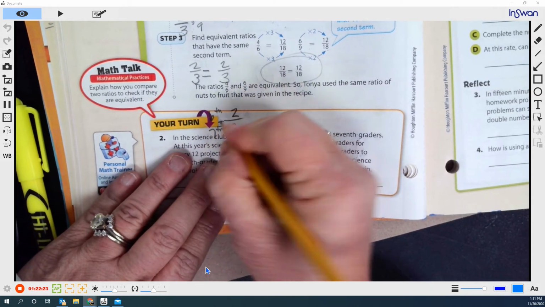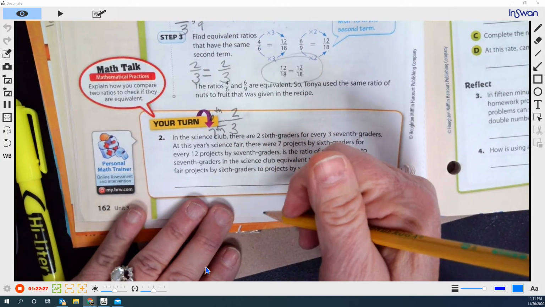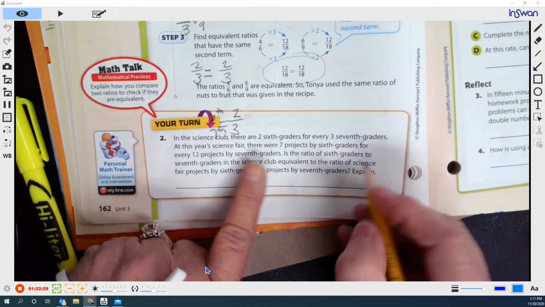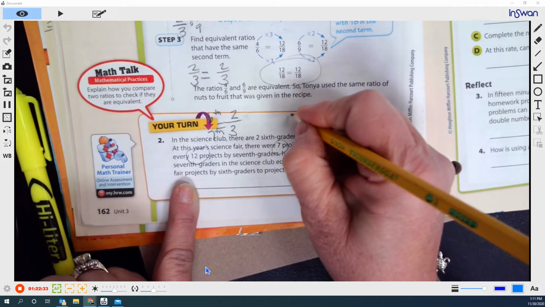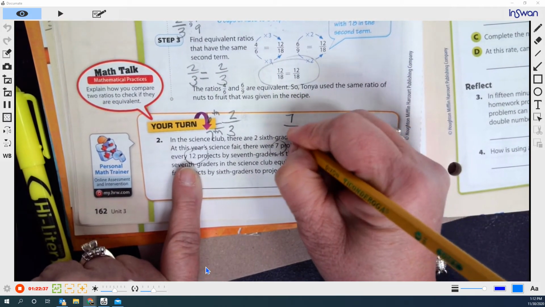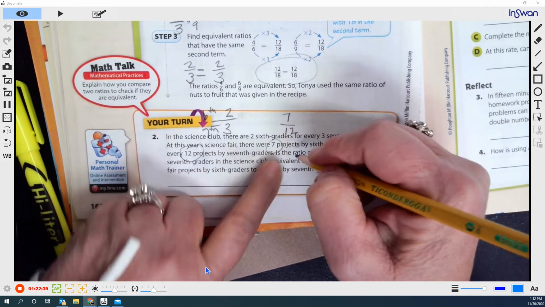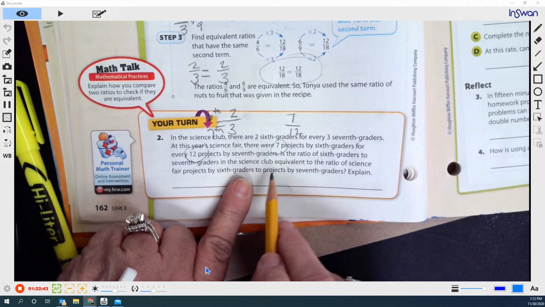So with the 2 to 3 ratio of this and the ratio of the number of projects, it says they have 7 projects for every 12 projects, 7 for the 6th, 12 for the 7th. Now notice I'm keeping the 6th and the 7th different.